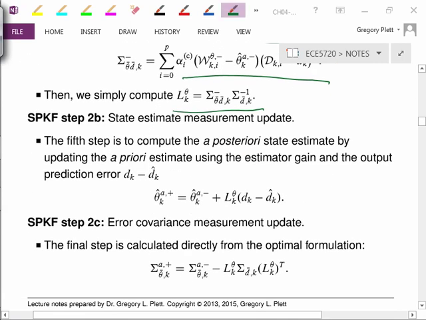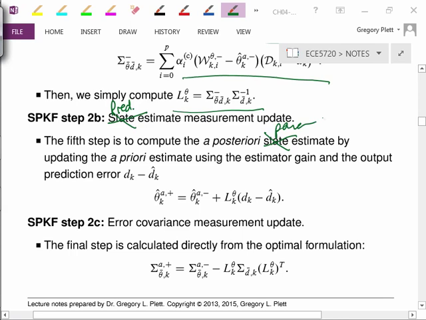Well, I'll try to make these changes to the notes. So this is a parameter estimate update, and copy paste has hurt me here.